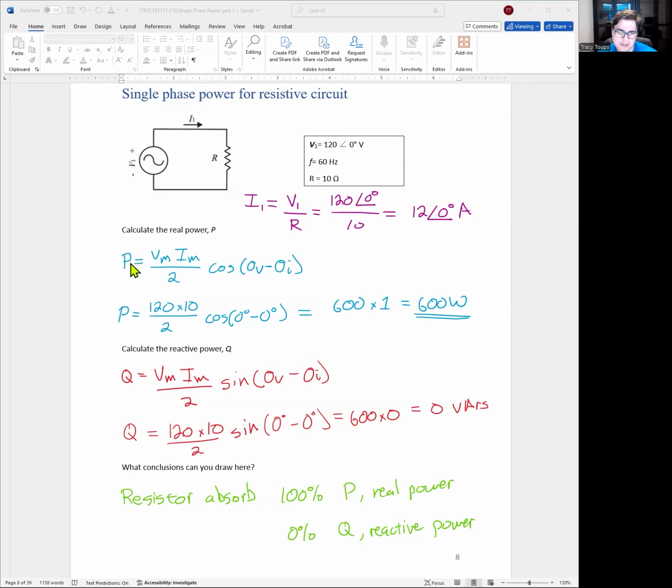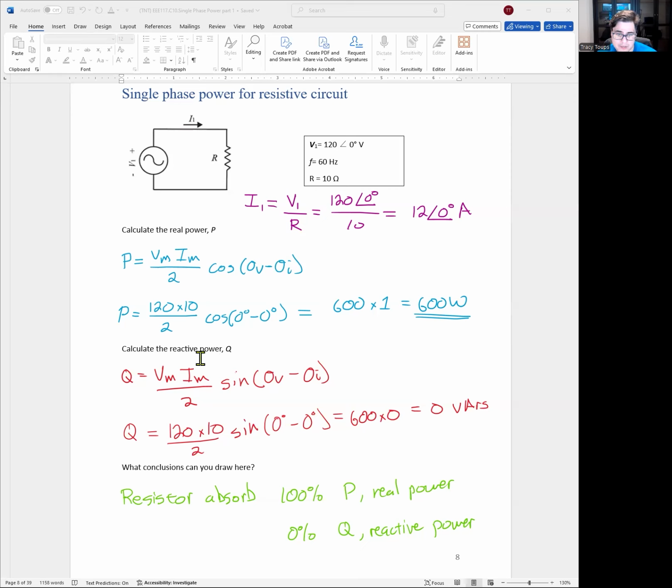Calculate the real power P. P is Vm Im over 2 times cosine of the angle difference between the voltage and current. So we have 120 for volts times 10 for current divided by 2 times cosine of 0 minus 0. That's 1. So 120 times 10 over 2 is 600, times 1. We get 600 watts. So this resistor is outputting 600 watts of real power.